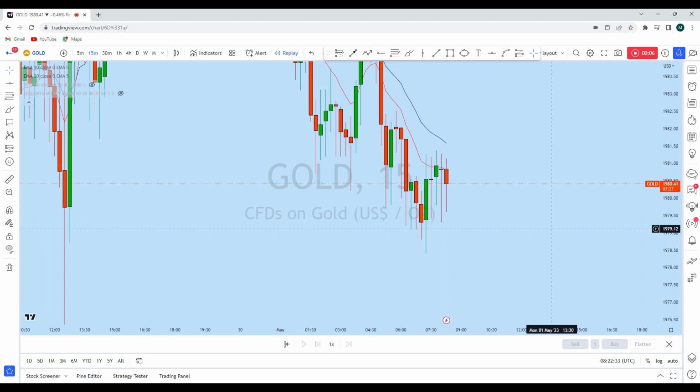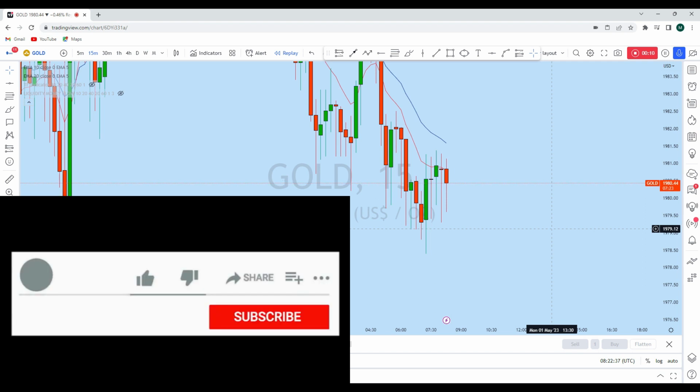Let's see what kind of trading opportunity we currently have in this instrument. As with the market opening, we can see that gold is showing significant trading opportunity.